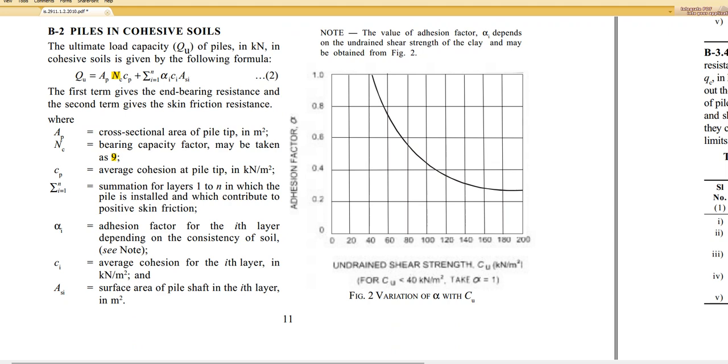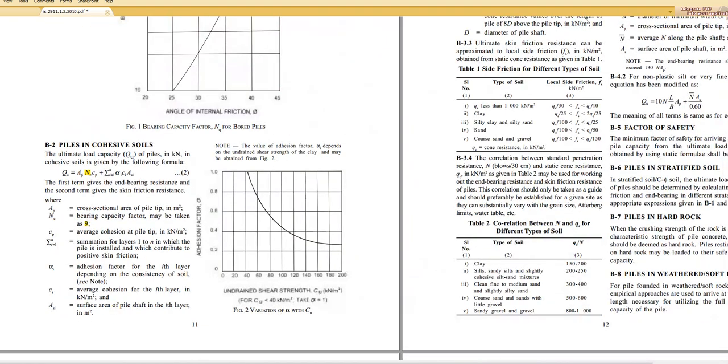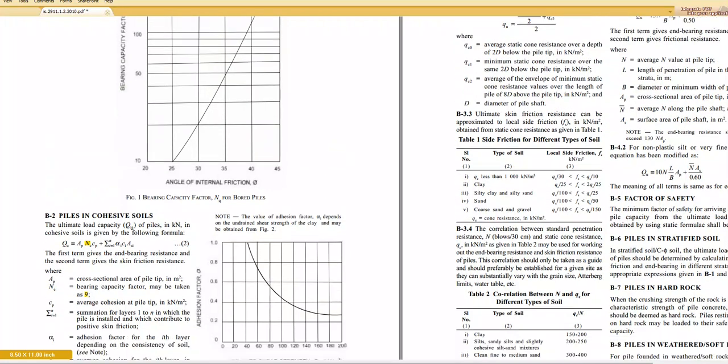Now we have CI and ASI, which we have already discussed. CI is nothing but CP at a given, particular layer. ASI is the shaft area for the given layer of the soil. So now we will start with the calculations. We have already seen how the calculations are done.